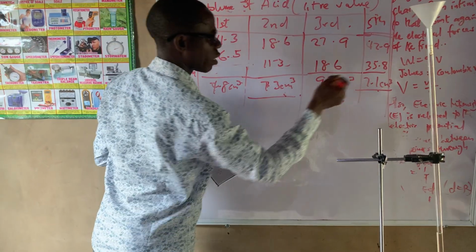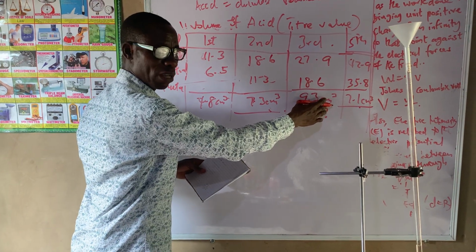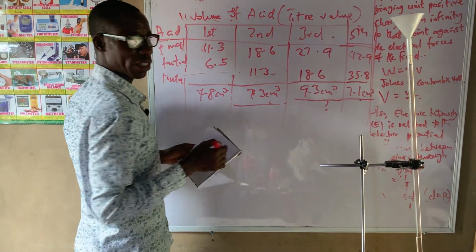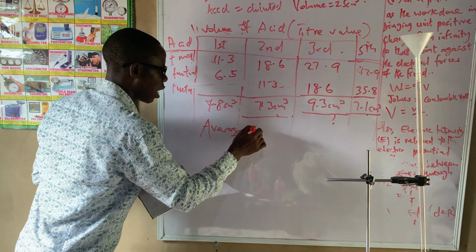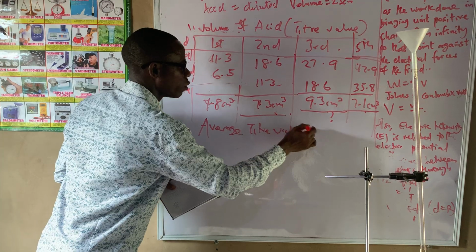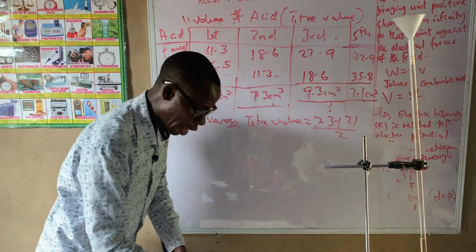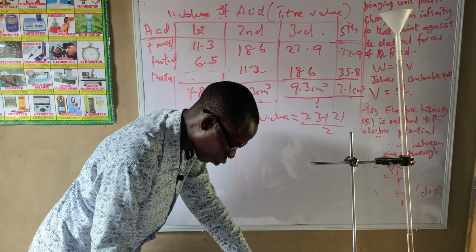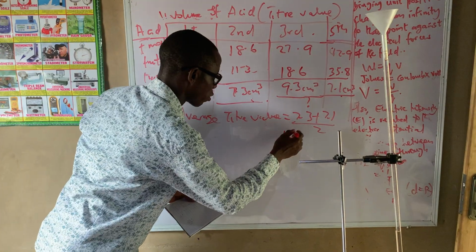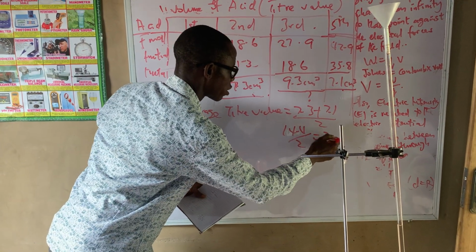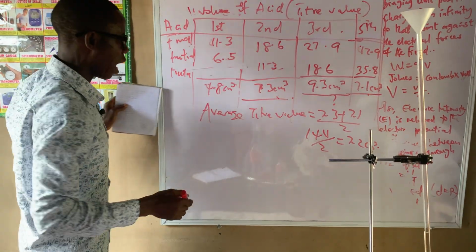This one and this one, they are very close. This one, there may be some error. Maybe you dropped a lot of titrant here, so the volume is a little bit high. So now pick your average titre value: 7.3 plus 7.1 over 2. Let's add it together. 7.1 plus 7.3, that'll be 14.4. 14.4 over 2, that'll be 7.2 centimeter cube. That's going to be the volume of your acid.